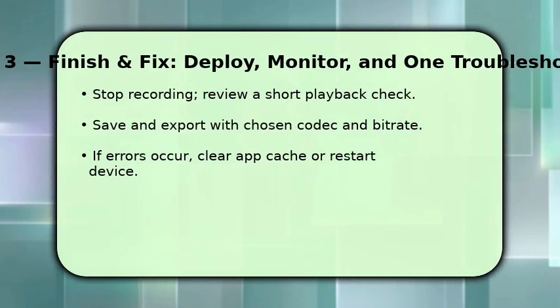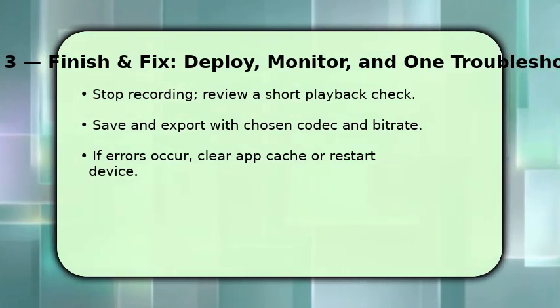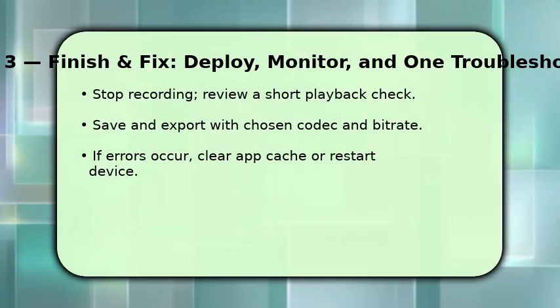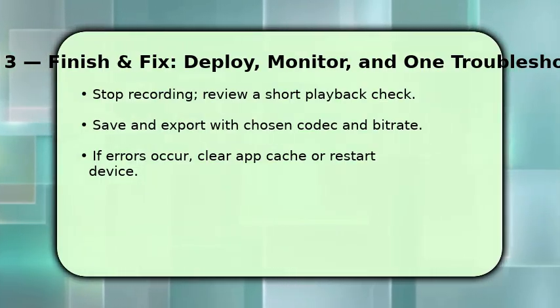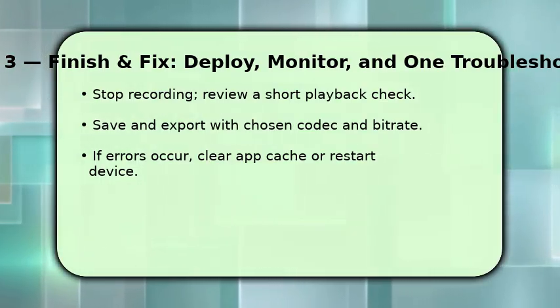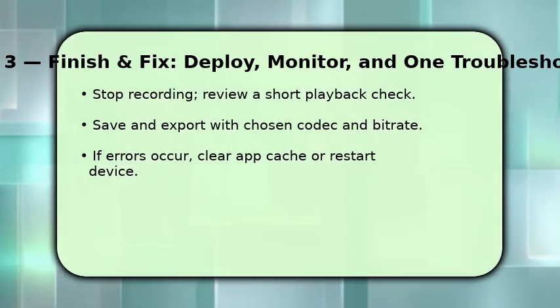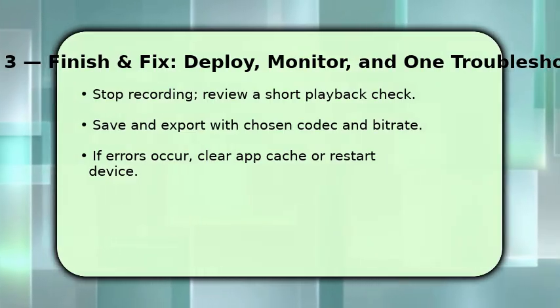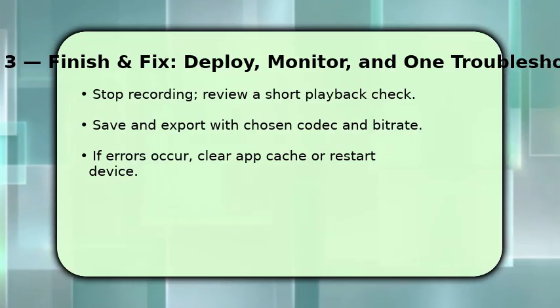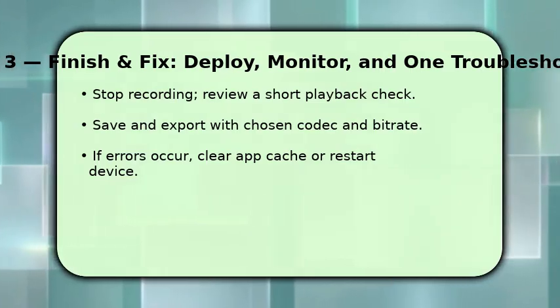When you finish, stop the recording and immediately play back a short segment to verify audio sync and exposure. If all looks good, save the clip and export using your desired codec and bitrate. Choose H.264 for compatibility or HEVC for smaller file size. Make sure files are written to the correct folder.